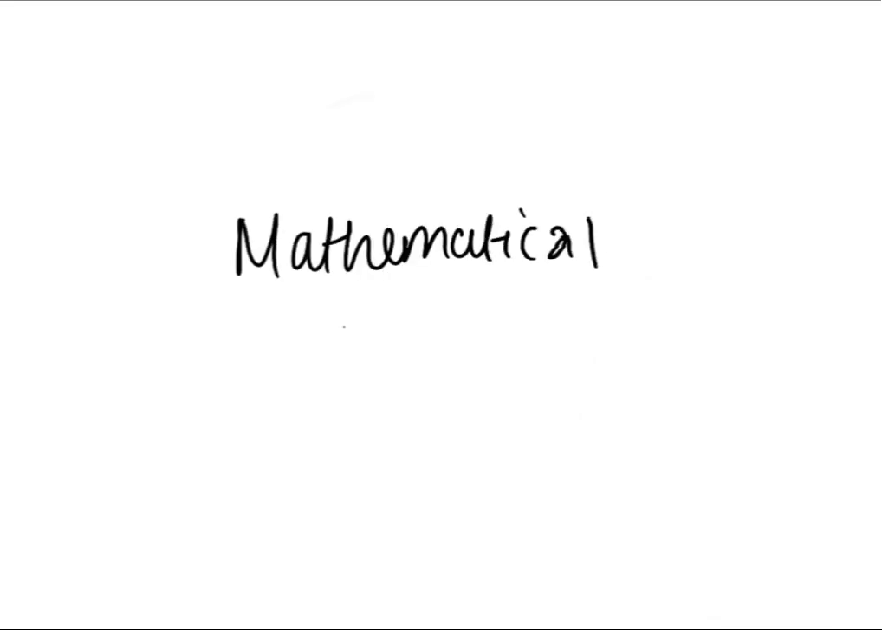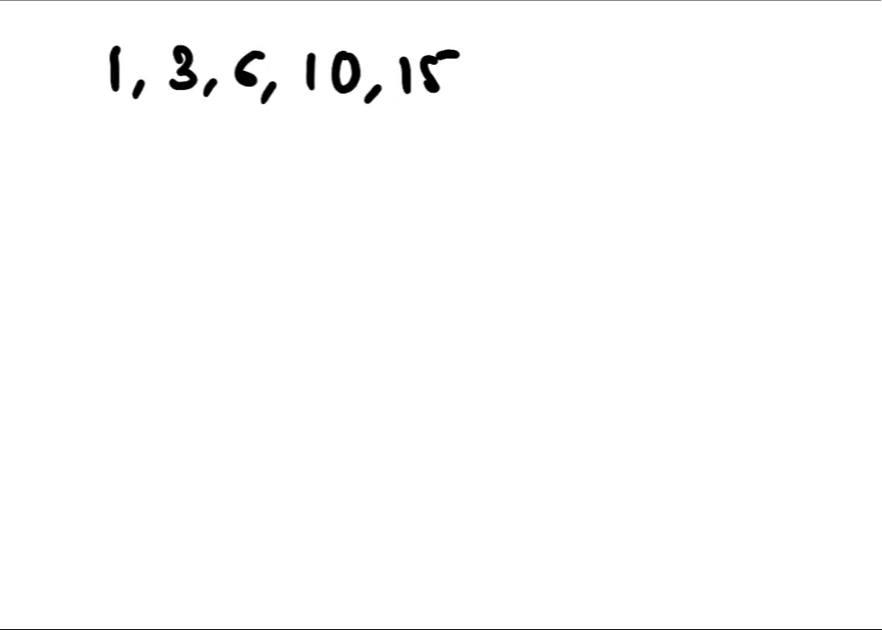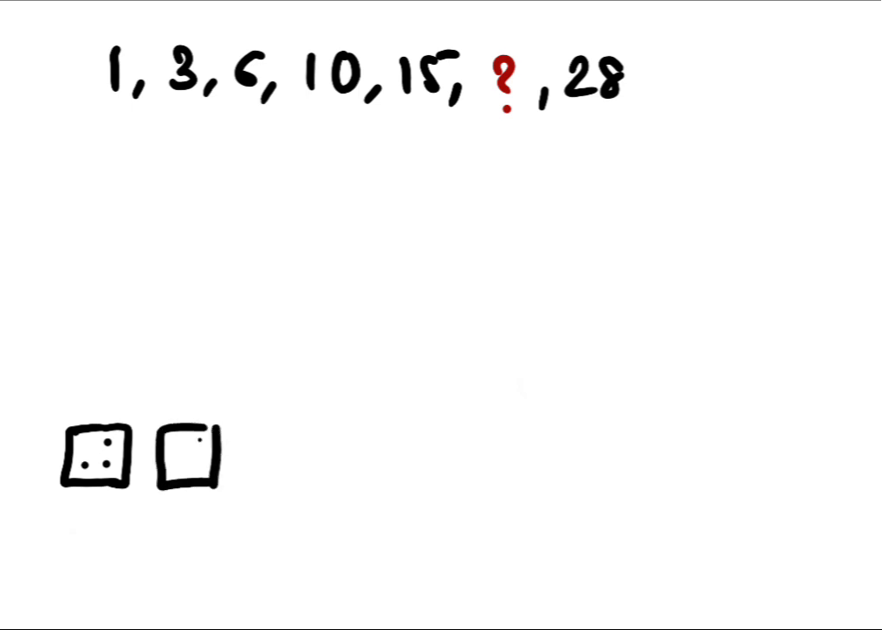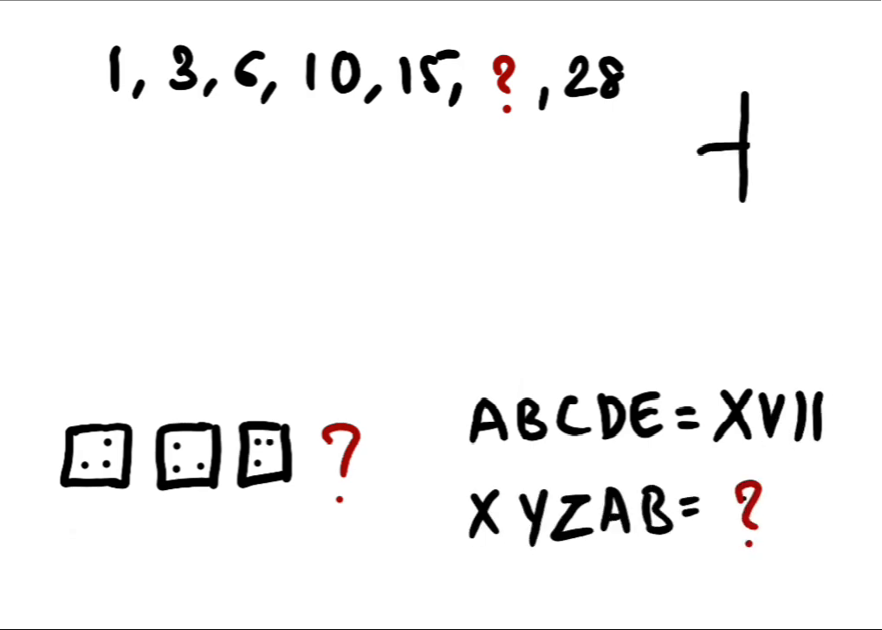So here's the question. Why does this happen? Why do mathematical theories turn into metaphors? To answer that, we need to understand what math actually does. At its core, mathematics isn't just about numbers, it's about patterns. Math takes complex situations and reduces them into clear patterns.